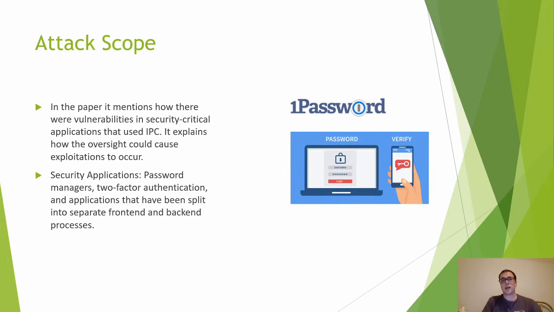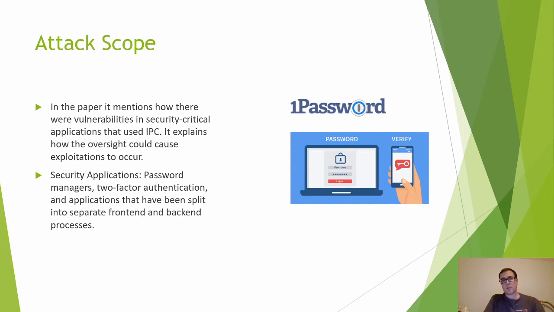Now that we know how the attack works, let's talk about the attack scope. In this paper, it mentions how there were vulnerabilities in security critical applications that used IPC. It explains how the oversight could cause exploitations to occur. The oversight is the developer's forgetfulness to actually develop the program for insider attacks as well. Instead, most of the developers were mainly focused on external attacks instead of the less common internal user attack.